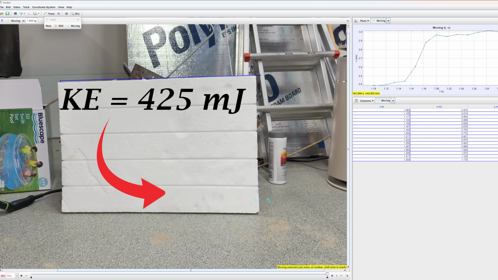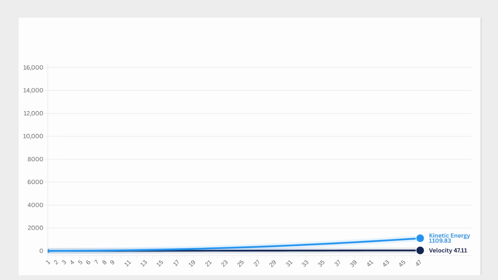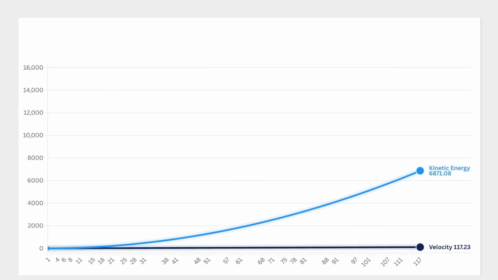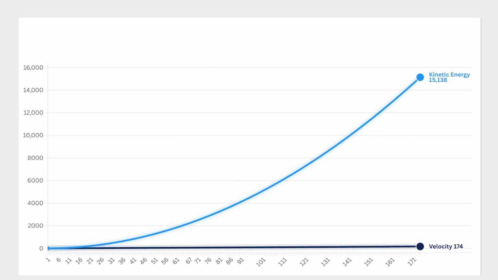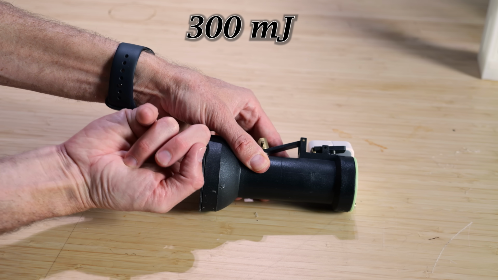That's a huge increase. Now at this point, you might think that this is easy to explain with the kinetic energy equation: kinetic energy equals 1/2 times the mass times velocity squared. So as velocity increases linearly, kinetic energy increases much faster. But that explanation actually doesn't solve the mystery. It explains why the numbers come out larger, but it doesn't explain where the extra energy actually comes from. Remember, this rocket only stored about 300 millijoules of energy in the spring.